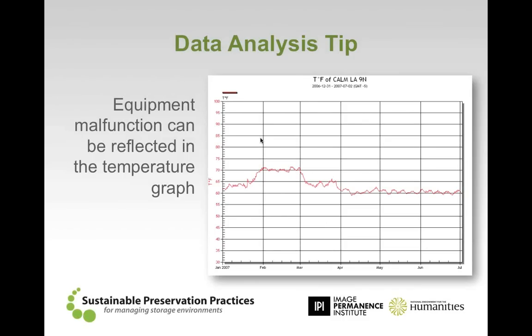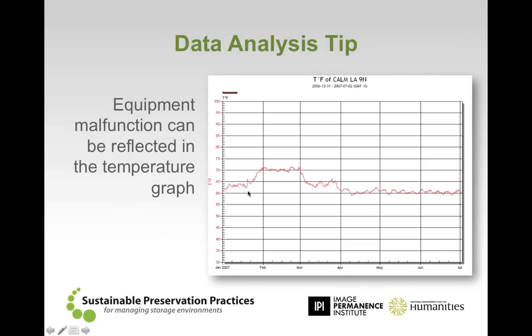Data analysis for equipment malfunctions. One of the first things Jim and Jeremy had me do when I started at IPI was pore through a series of graphs and try to decipher the difference between an equipment malfunction and a set point change. There's a difference between the two, and at times if you don't know exactly how to tell one from the other, you can confuse the two. But one way to notice an equipment malfunction is that it will at times look like this.